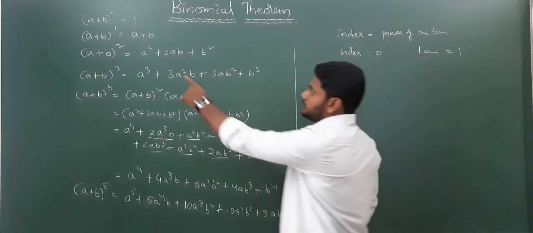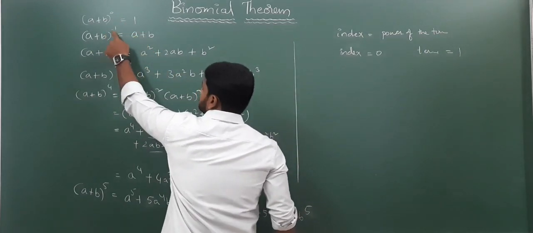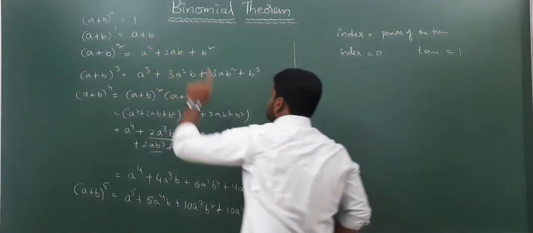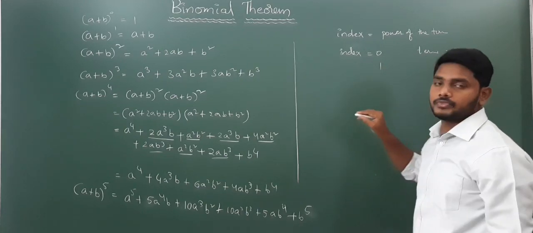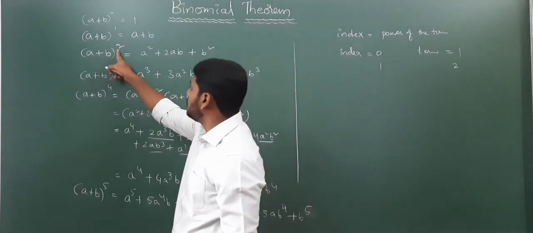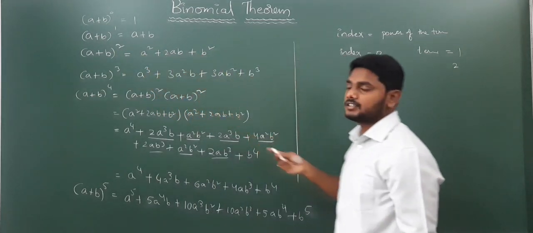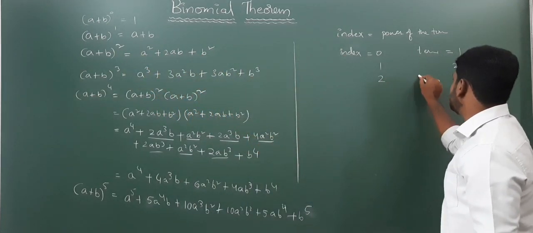One term. Nothing but 0 means 1. If it is 1, how many terms are you getting? A plus b. If index equal to 1, how many terms are you getting? 2. If index is equal to 2, how many terms? 1, 2, 3. 2 means 3 terms.